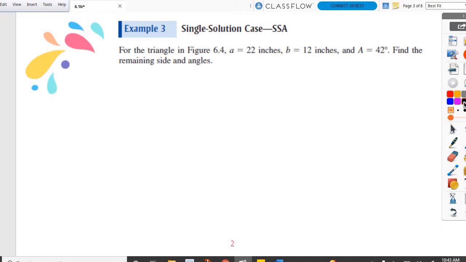It says for the triangle in the figure, we're going to draw it. Little a equals 22, little b equals 12, and big A equals 42. Find the remaining side and angles. So I'm going to draw my triangle. Remember that it's okay for me to label it basically any way that I want as long as I stay consistent. So my angle A is 42 degrees, which means my opposite side has to be 22, and the opposite of my angle B has to be 12. So what do we need to find? The other angles and side c.